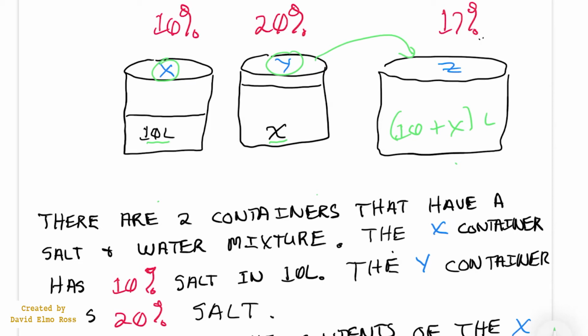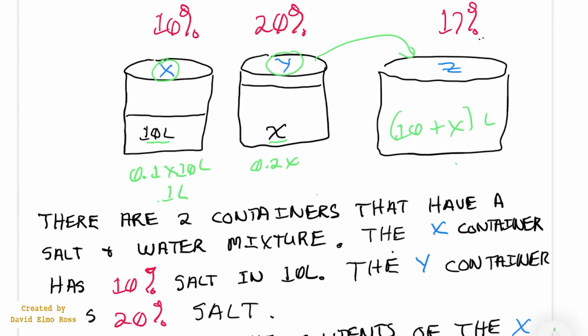We also know that the solution in X is 10%, which means 0.1 times 10 liters. And that's going to give us a total of 1 liter of salt in here. Now, in the case of Y, this is going to be 0.2x. Now, if X happens to be 5 liters, that's going to give us 1 liter of salt. If we have 10, that's going to give us 10 times 0.2 is 2 liters of salt.